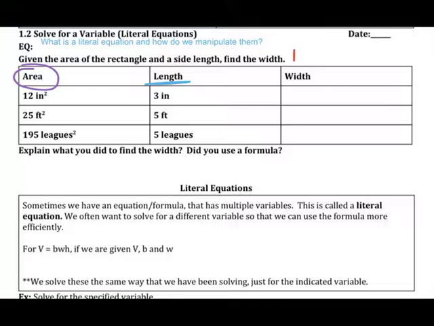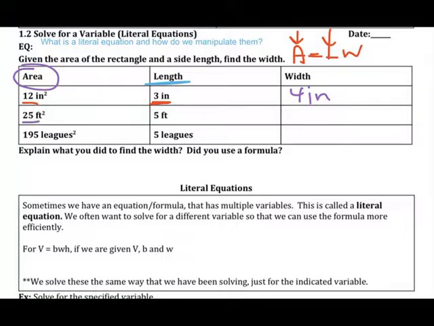So I know that the area of a rectangle is the length times the width. I have the area and I have the length. So really what I'm saying is, what times 3 gives me 12? So the width of this first rectangle would be 4 inches. Make sure you have units there.